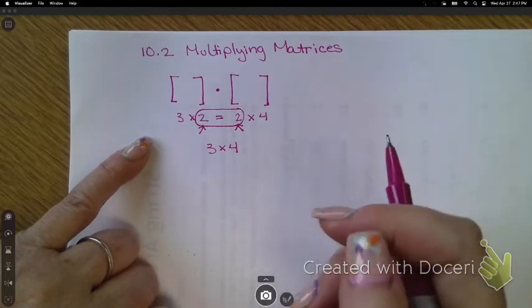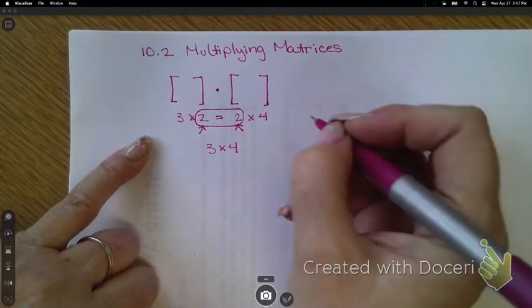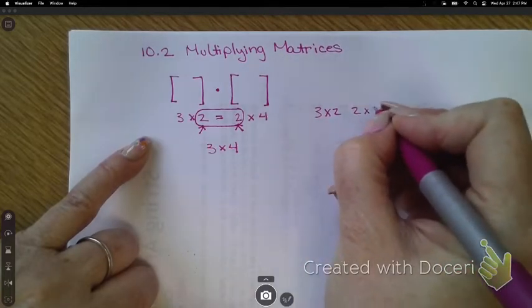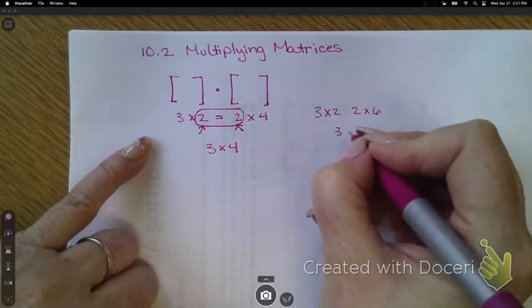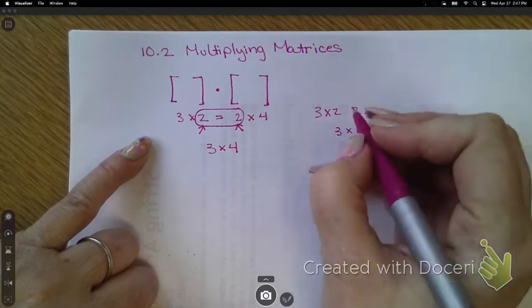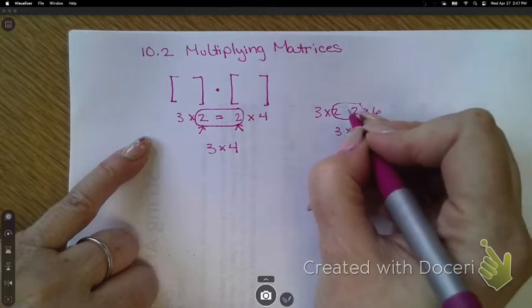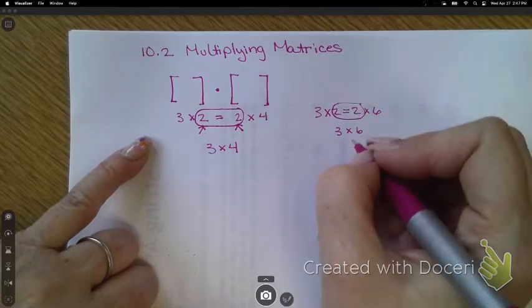Give me another one. 2 by 6. A 2 by 6. So if I had a 3 by 2 and a 2 by 6, what would my product be? 3 by 6. So when I do these problems, I write 3 by 2, and I do this. I circle them every time, and I put an equal, and my answer is there.